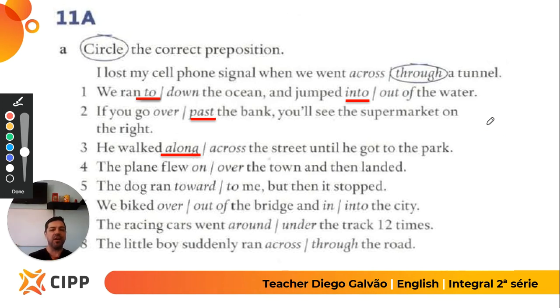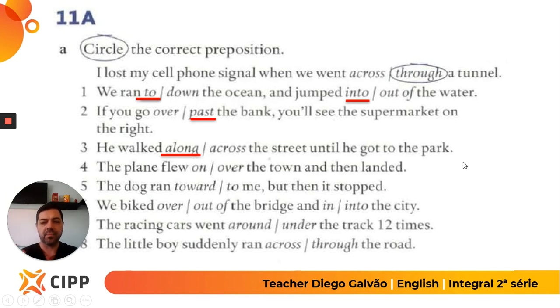But let's figure another idea. That's the street, okay? And the park's here. So you cross, you get across the street. It's also possible, isn't it? So it depends on the interpretation, it depends on the context you have in the sentence.